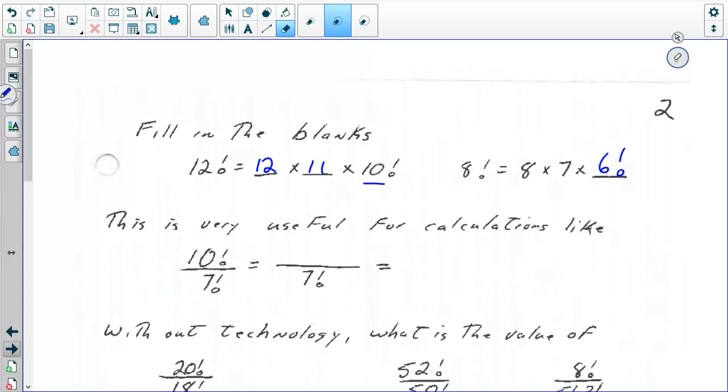Okay. Now this is useful, again, this idea of reducing before we grab our calculator. Okay, so 10 factorial is 10 times 9 times 8 times, now I stopped at 7 factorial. Why would I stop at 7 factorial?